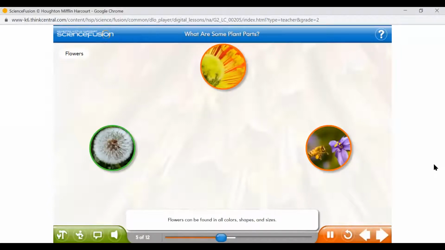Flowers can be found in all colors, shapes, and sizes. Many of them smell good too. Did you know that a flower's color and smell have an important purpose for the plant? Click the images to learn more about flowers. So we know that flowers can be in many colors and many shapes, but they all smell good. Now let's see the differences.